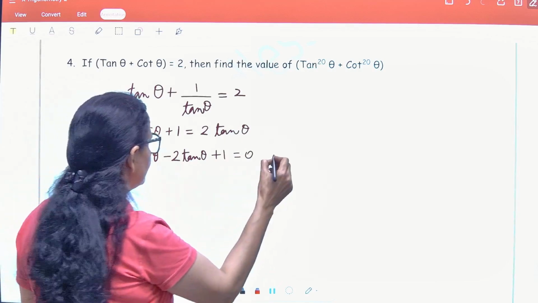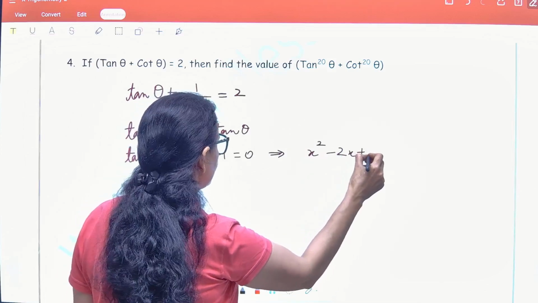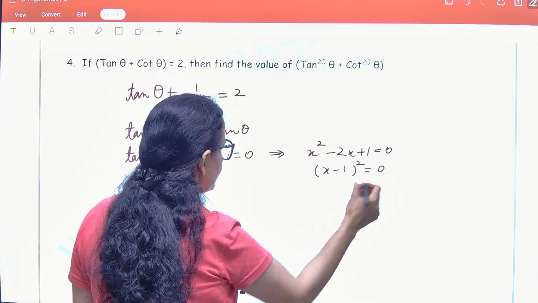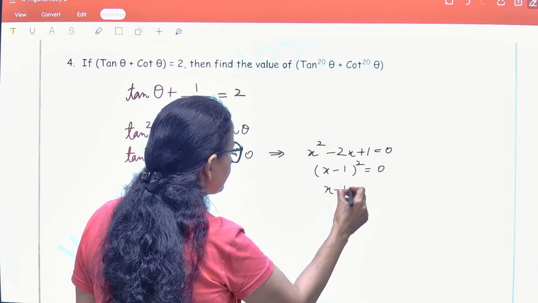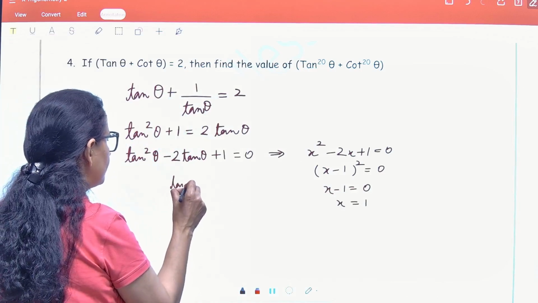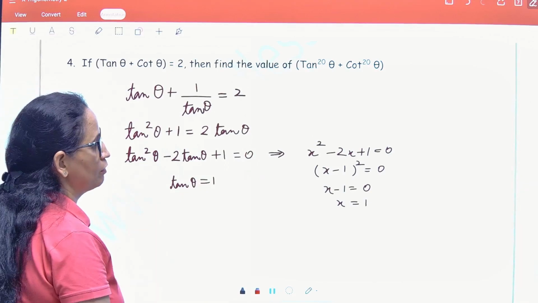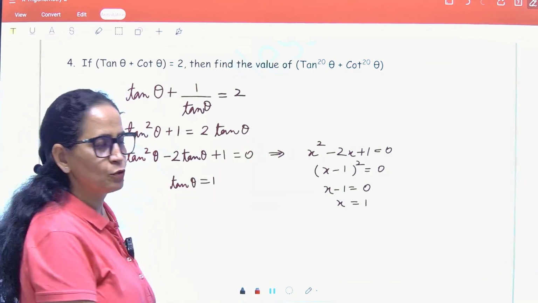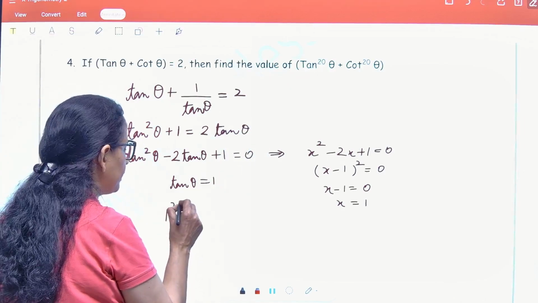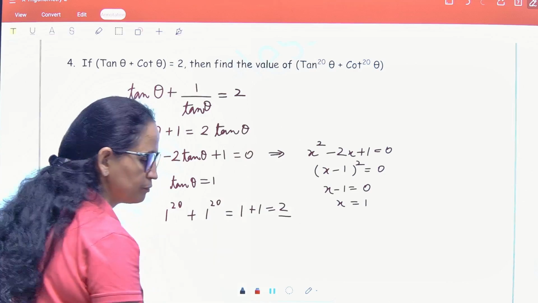Now if you consider tan theta as x, this can be written as x square minus 2x plus 1 equals 0, and this is square of x minus 1. So that means x minus 1 is 0 and then x is 1. So this means the value of tan theta here is 1. Tan theta is 1 means theta is 45. Here we need to find out tan theta to the power 20 plus cot theta to the power 20. So tan theta is 1 to the power 20 plus 1 to the power 20 gives you 1 plus 1, so the answer is 2. Easy?